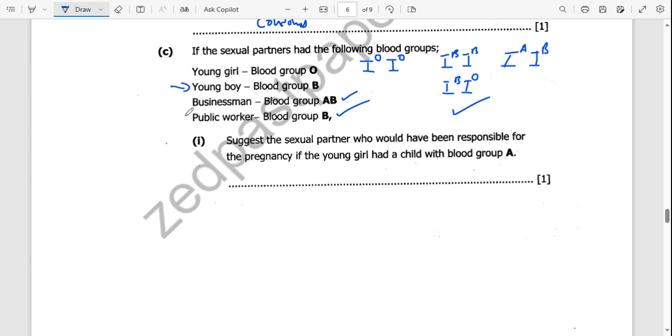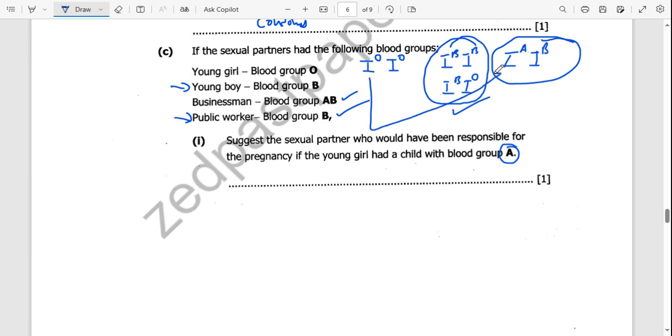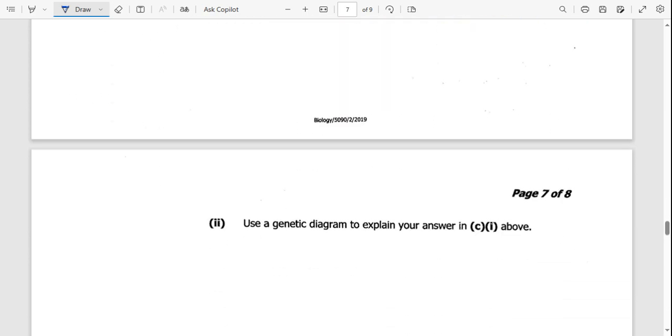So the young boy and the public worker, this is their blood group. You can see that in their blood group, they don't have any A. So there's no way they can give birth to a child that has blood group A. The only one who can be responsible for this pregnancy is the one who has an A in the genotype. Because when this O combines with the A, then the child is going to be blood group A. So the businessman was the one responsible. All right, so that is how you answer this question.